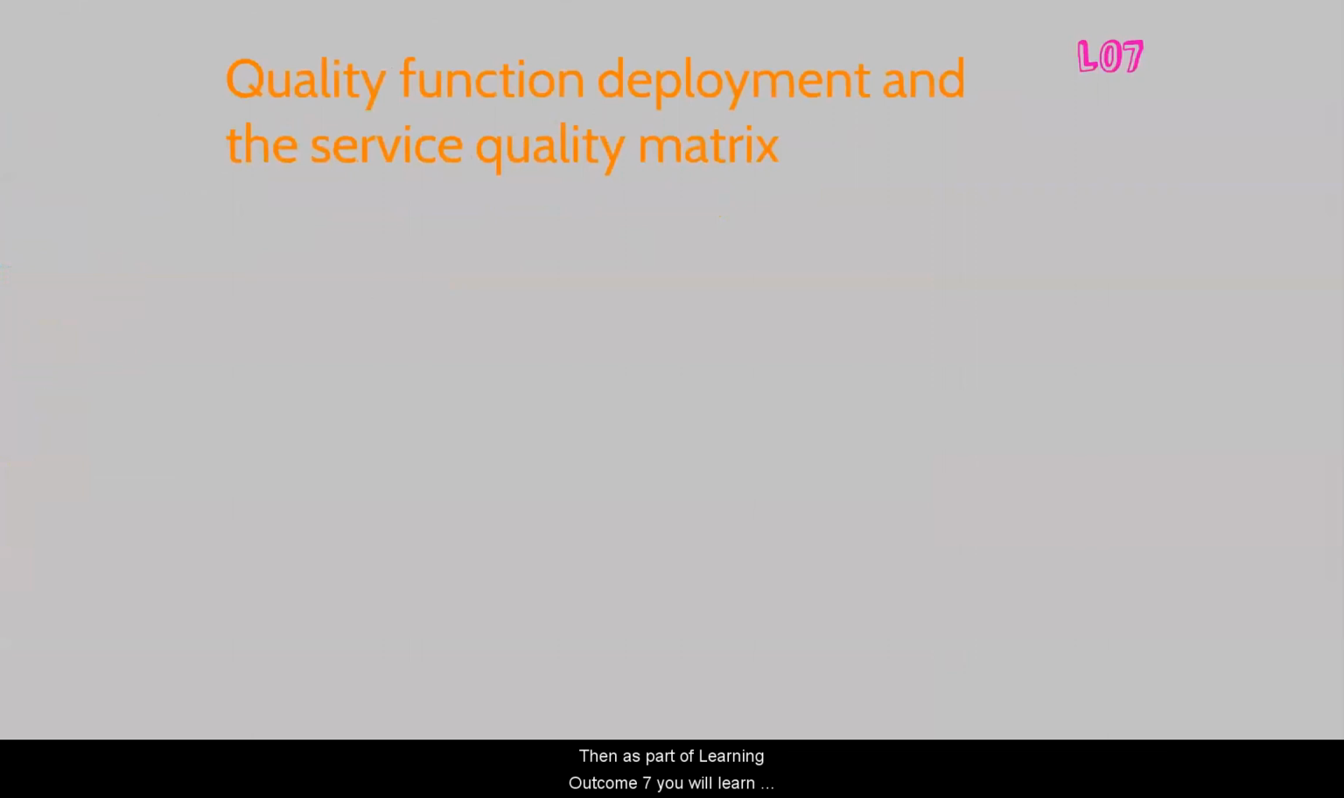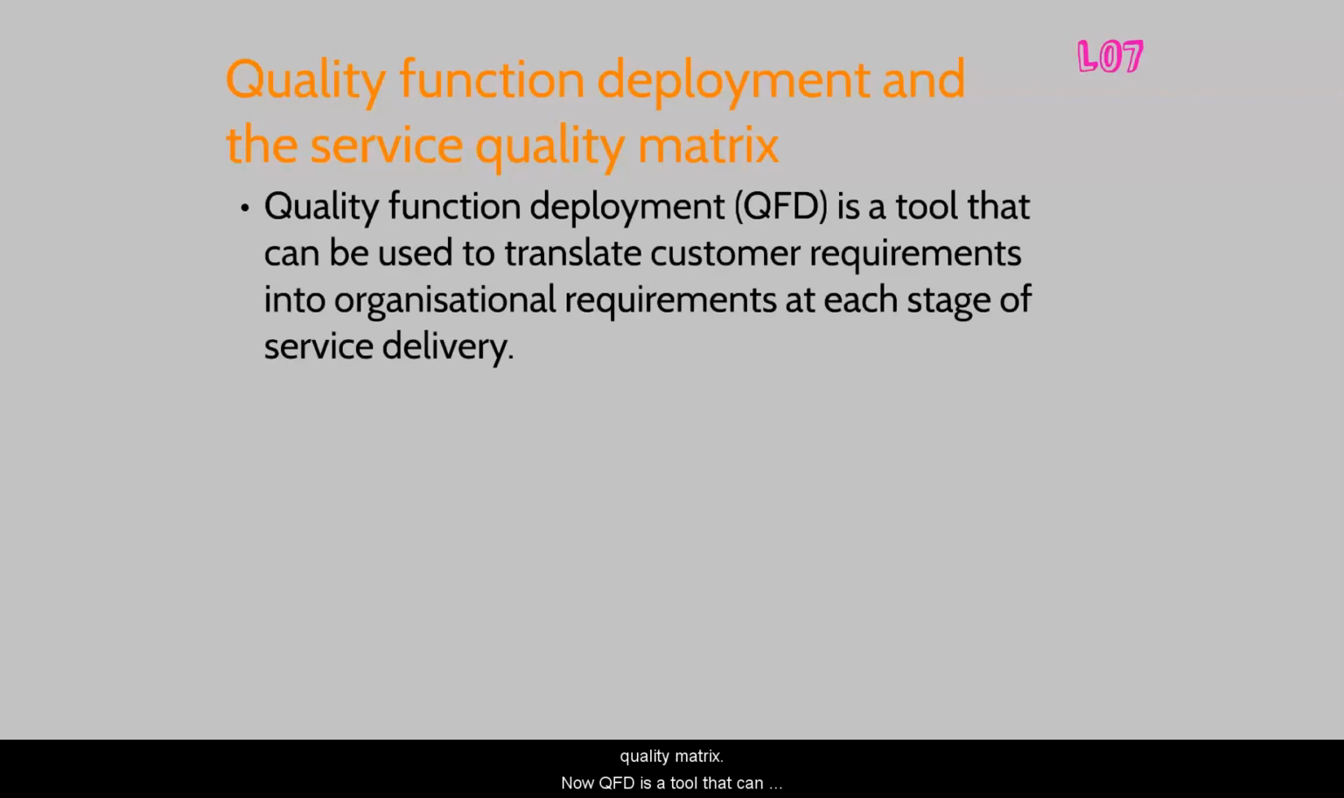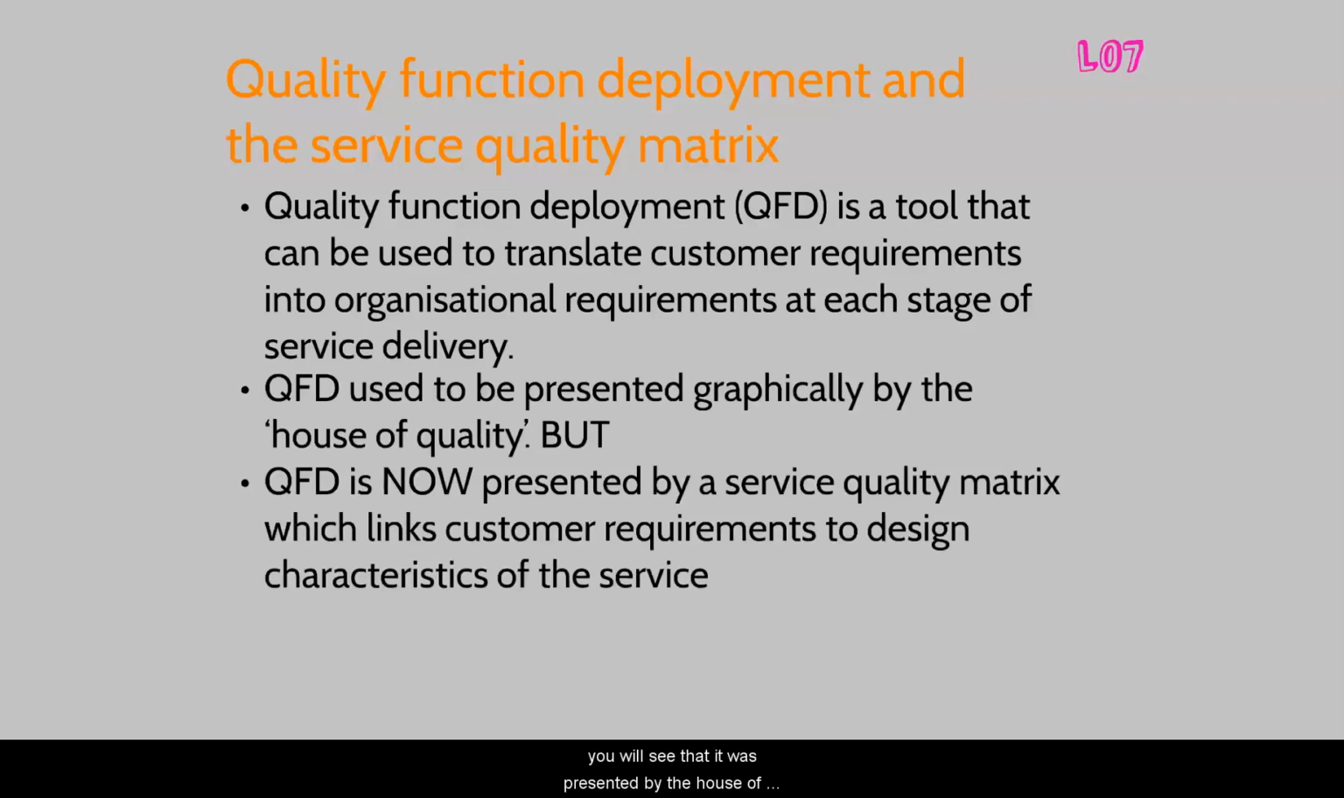Then as part of Learning Outcome 7, you will learn about quality function deployment. And for Learning Outcome 8, you will be able to draw up a service quality matrix. Now, QFD is a tool that can be used to translate customer requirements into organizational requirements at each stage of service delivery. If you have the older textbook, you will see that it was presented by the House of Quality, and it's still relevant today. But for this module, the textbook presents it by means of a service quality matrix, and this links customer requirements to design characteristics of a specific service.